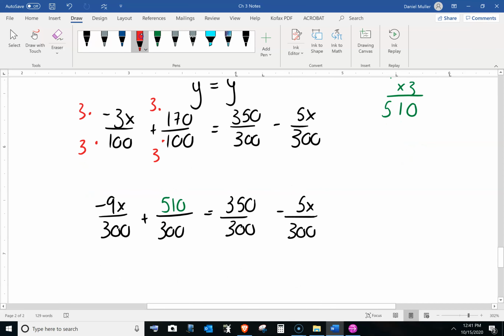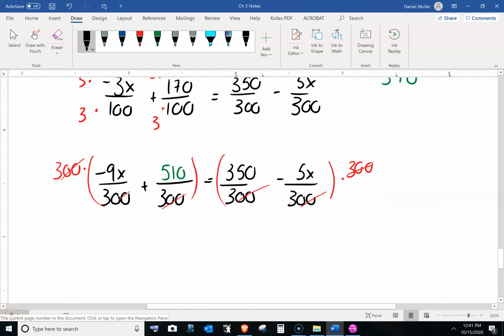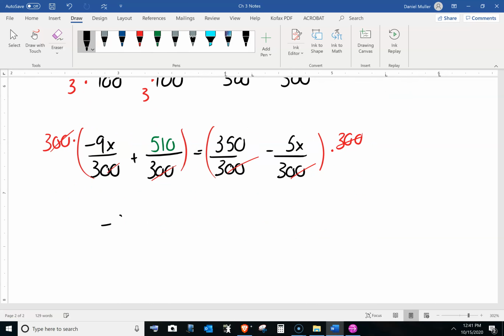Now that all the denominators are 300, I can do what I've been doing this whole time: times the numerator by 300, times the numerator here, and then all of these can cancel. So I've got negative 9x plus 510 equals 350 minus 5x.